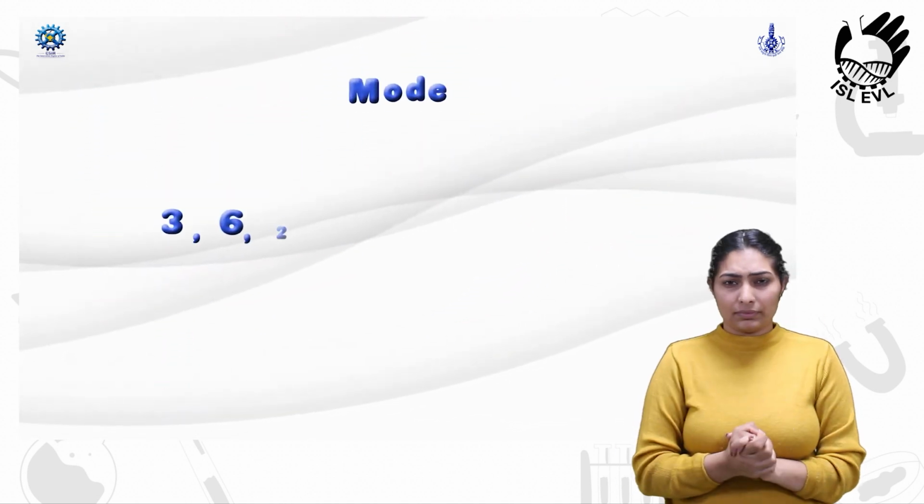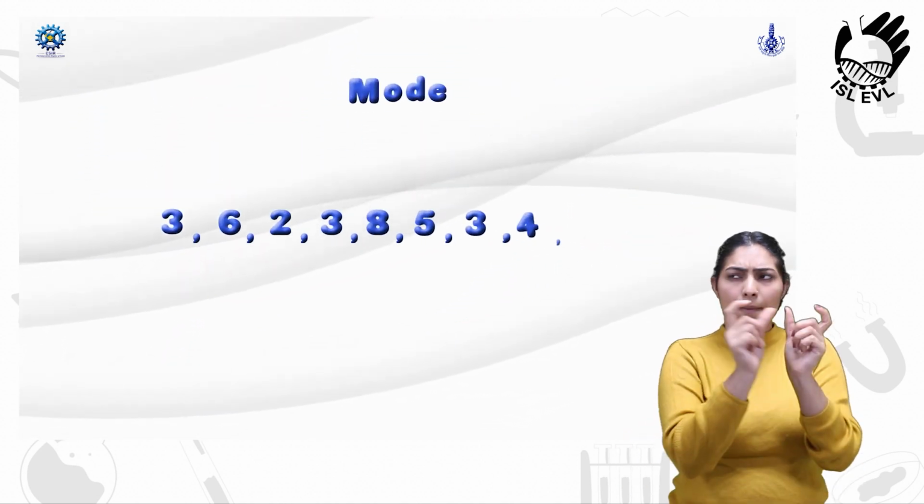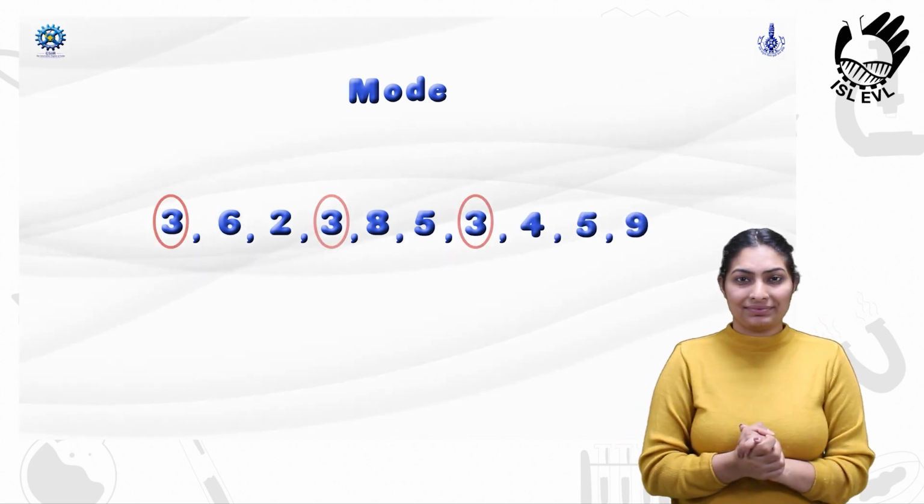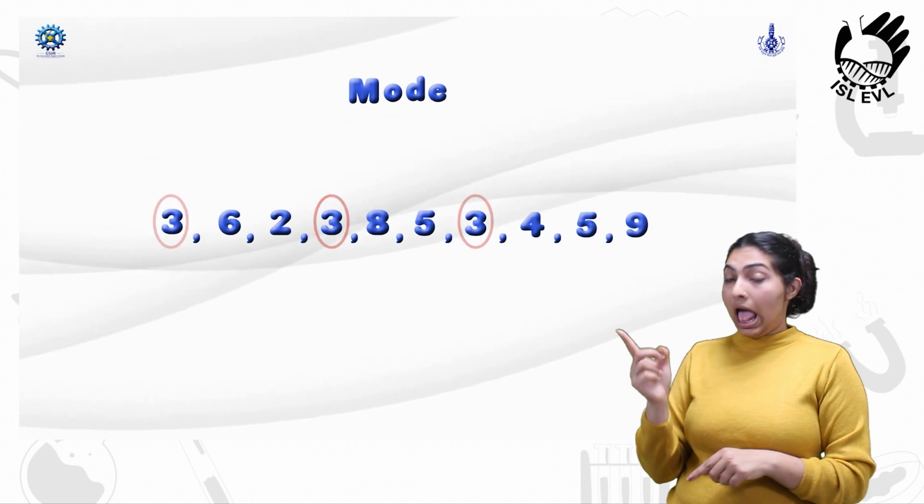Mode. The mode is the value that appears most frequently in a data set. It represents the most common or popular value in the given data.